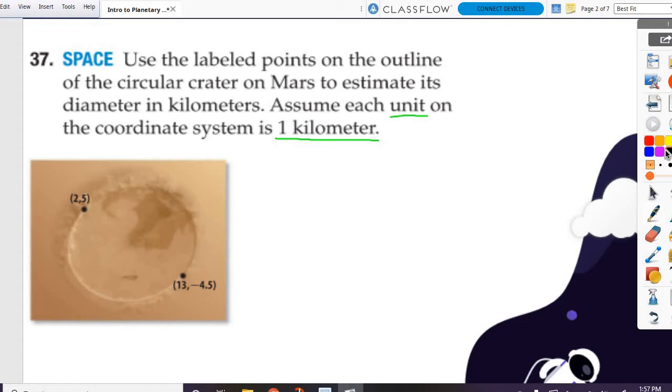So then the next thing that's important to point out is that this is going to be a circular crater. So that's important because now we know that no matter which 2 points I pick on my circle, as long as they go through my center, they're going to be a diameter. And this tells us that we can use these to estimate our diameter. So we're specifically looking for the length of that segment right there. The other thing this problem is good for is it's going to remind us of our distance formula.